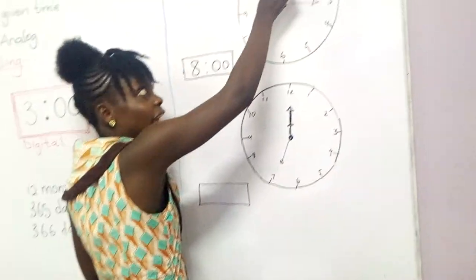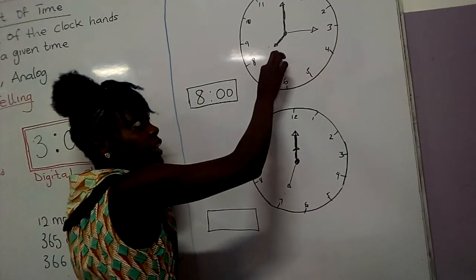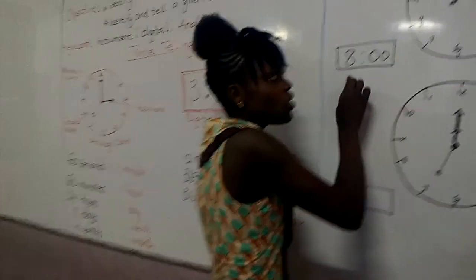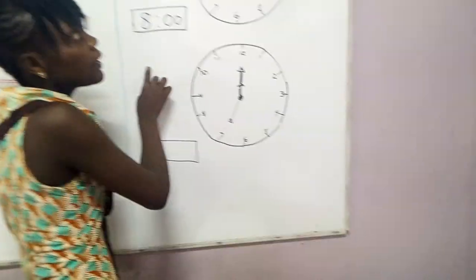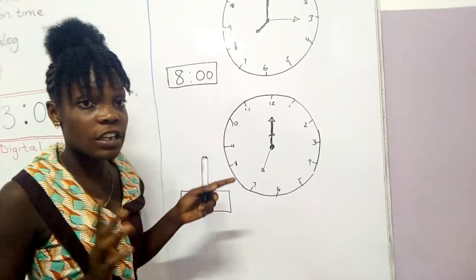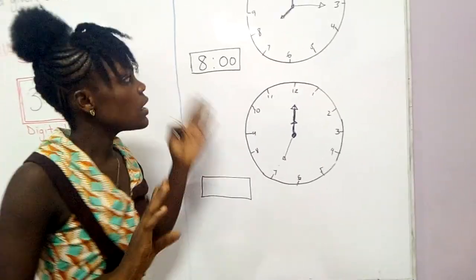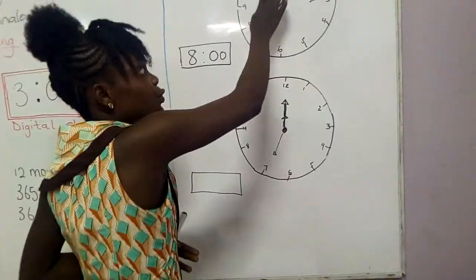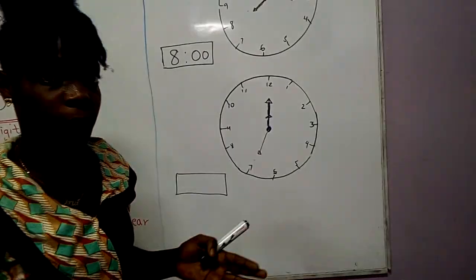When the thick line is on 12 and the short thick line is on a number, that's when you get your whole clock. But when the thick long line is on another number, not on 12, it is not a whole clock.